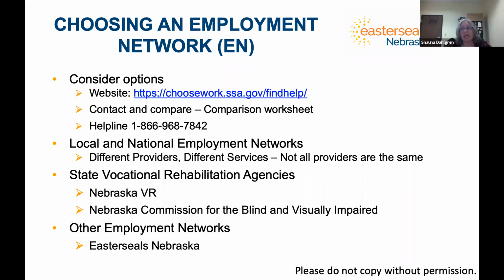I did list on here the state vocational rehabilitation agencies, as they are employment networks for the Ticket to Work program. So if somebody is working with or has an active case with one of those state agencies, they are participating in the Ticket to Work program. And then there are other employment networks as well, like Easter Seals Nebraska.